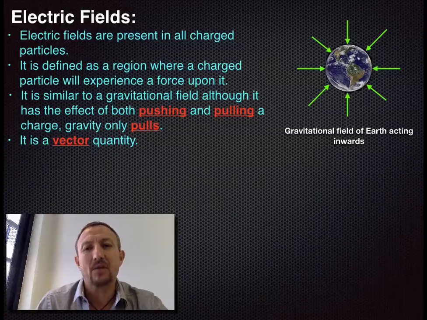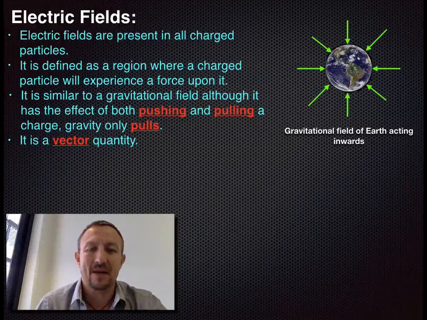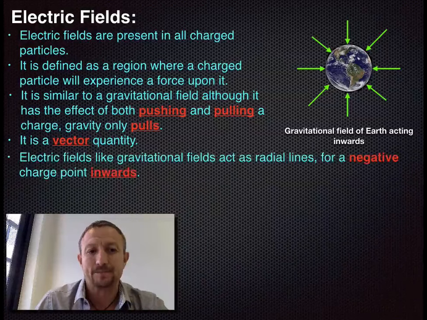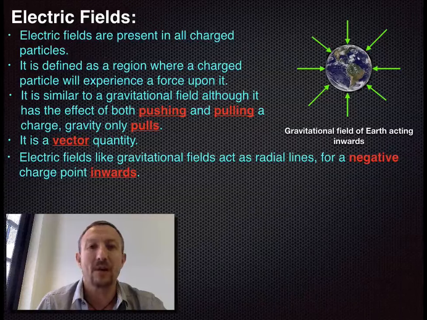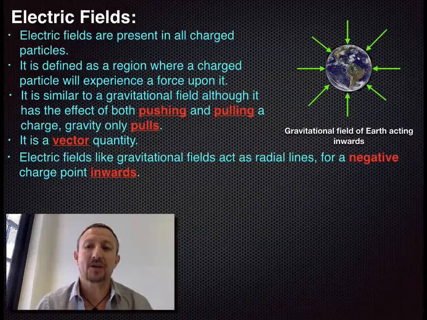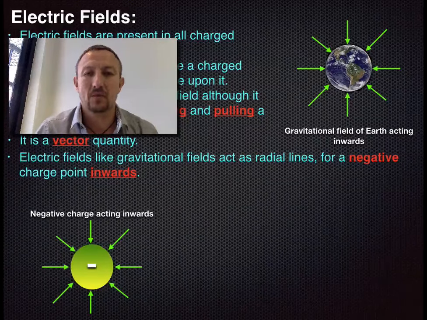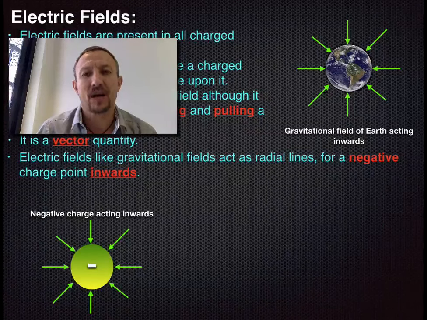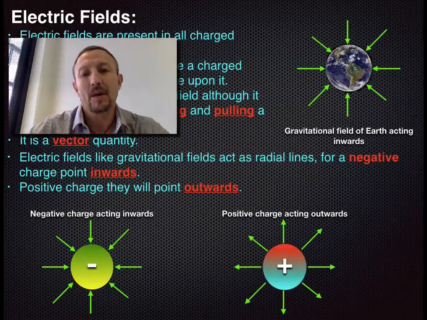Now, an electric field works as a vector, hence we use arrows, and as we've seen previously in our vector diagrams, we have to take into account the direction that the fields happen to be acting. So just like a gravitational field, the electric fields act as radial lines on a spherical charge. A negative charge has radial lines that act into the actual charge, as you can see in the diagram below. Obviously, for a positive charge, it's going to act in the opposite direction. So you can see that in the second diagram.